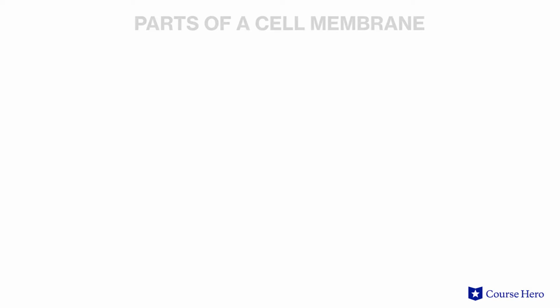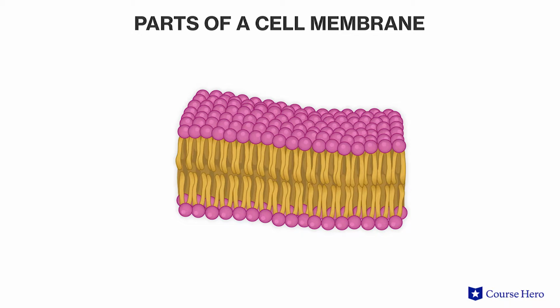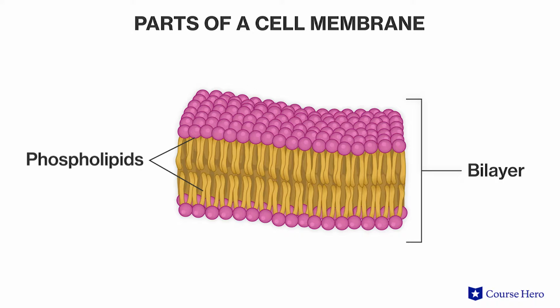Now that we have looked at the role played by the cell membrane, let's take a closer look at its structure. Cell membranes all have the same basic structure, composed of two layers of phospholipids, also referred to as a bilayer. However, cells may have a variety of other membrane components, and different cell types have unique sets of structures embedded within the basic membrane structure.